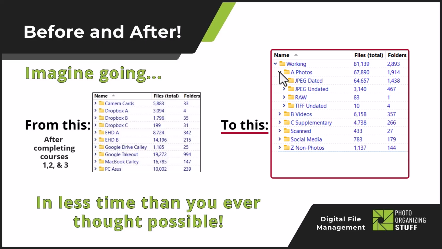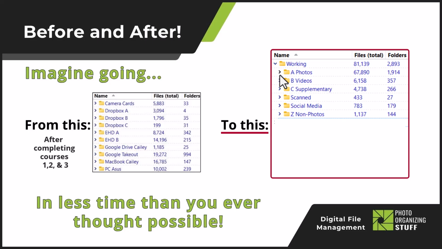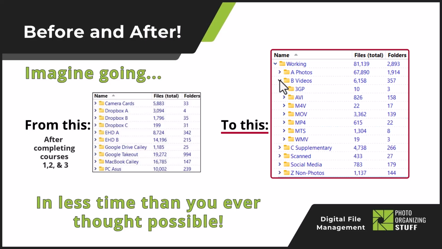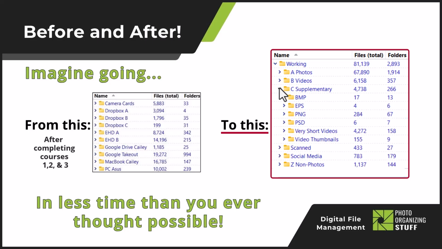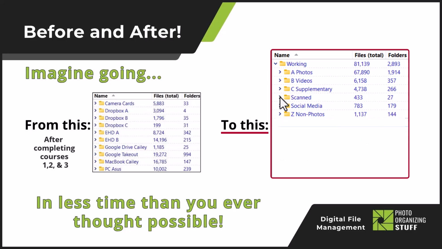Photos have been separated by file extension, and so have videos. The supplementary folder holds non-standard images, files your client may want to review, and very short videos. Scans have been sorted into folders, and all social media images are in either an undated or dated folder. When files were moved, all folder structure was preserved. How long do you think it took to do all that?